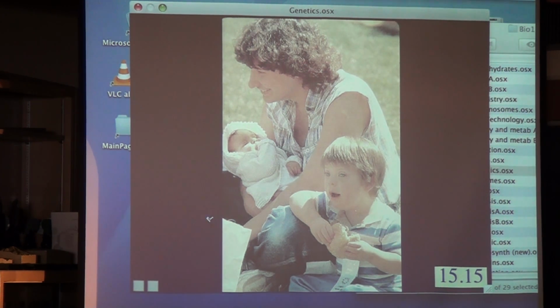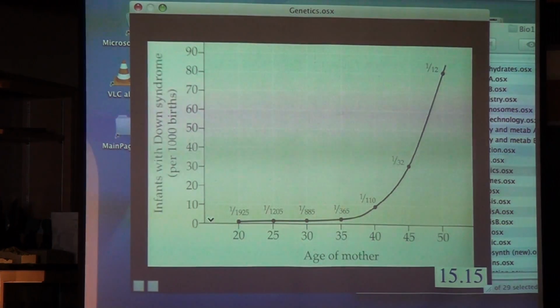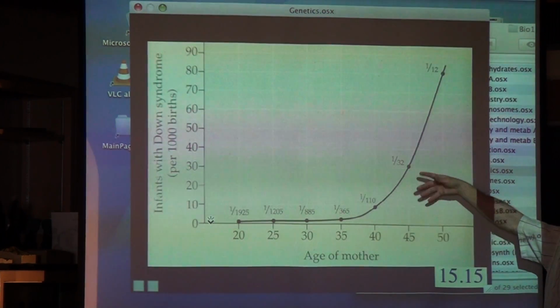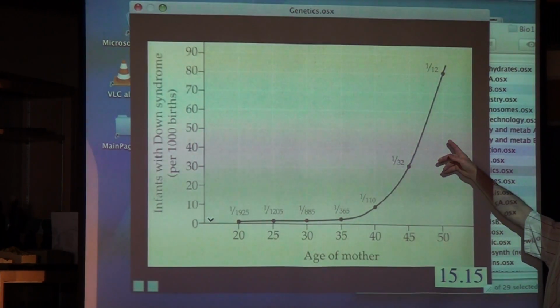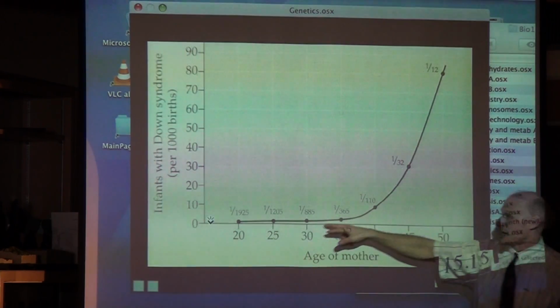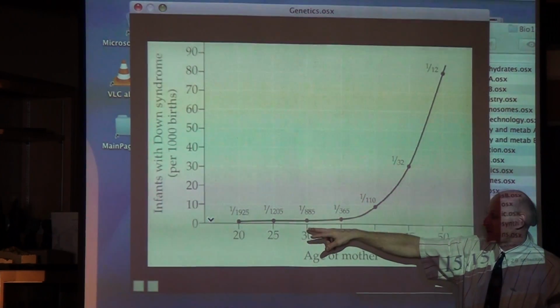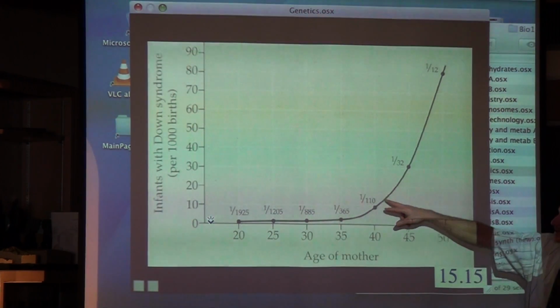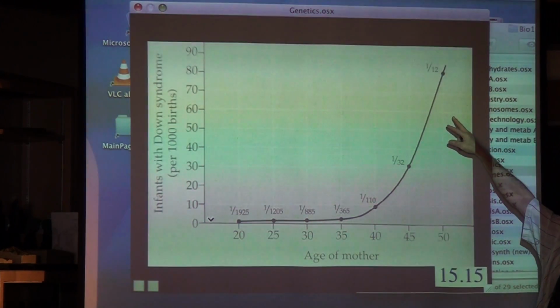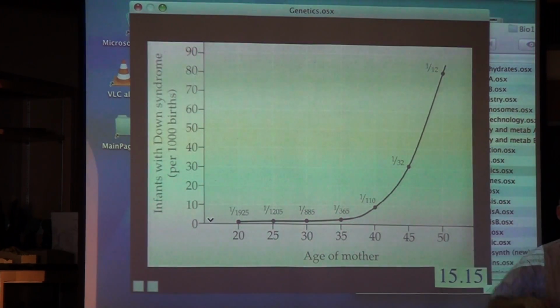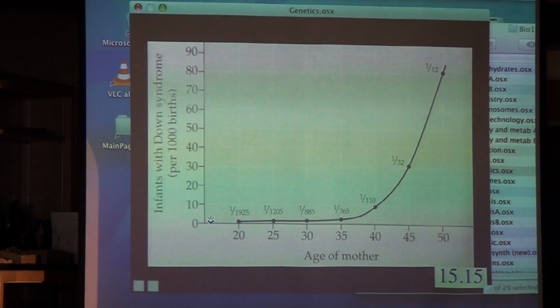The major factor seems to be the mom's age in regards to the risk of trisomy 21. This is the mom's age versus the likelihood that she'll have a baby with trisomy 21. And so at very young ages, it's very difficult, so to speak, to have a baby with Down syndrome. But the older the mom is, the more likely. If she has a baby around 50, it's almost a 1 in 10 chance that the baby will have Down syndrome. And there's a reason for that.